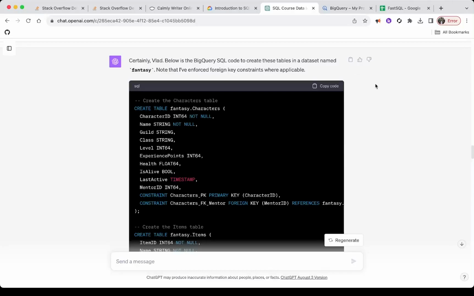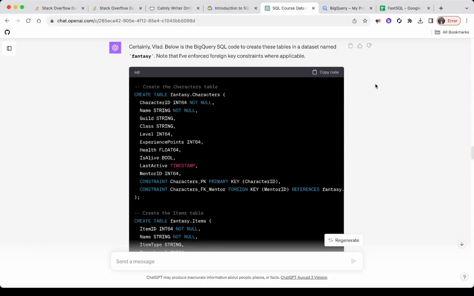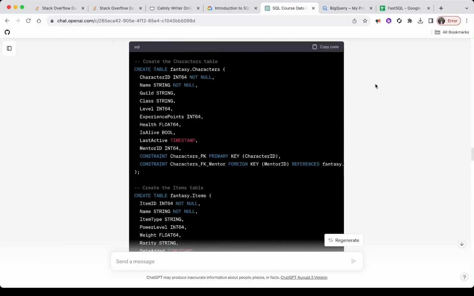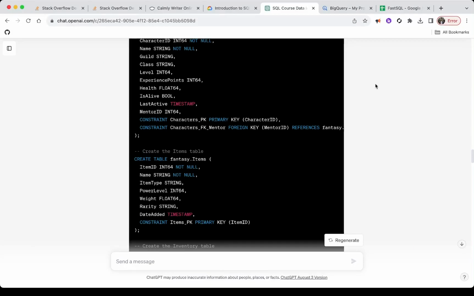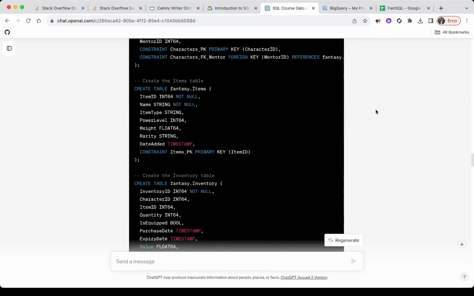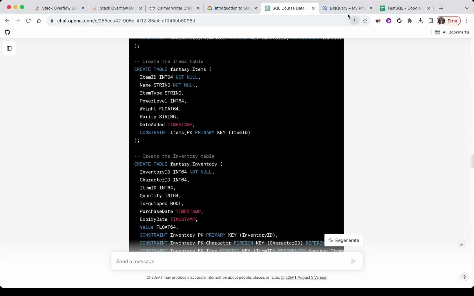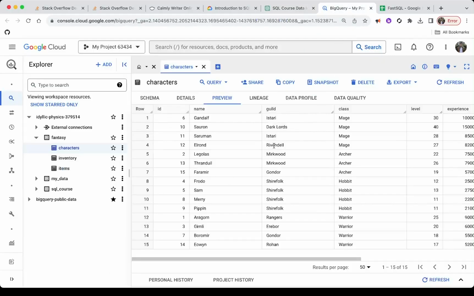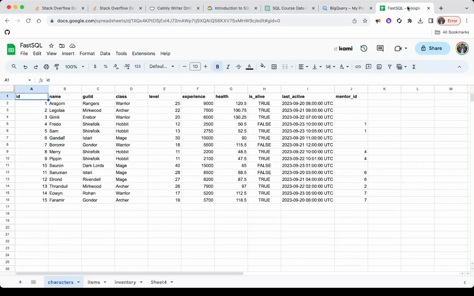For this course, I have created an imaginary dataset with the help of ChatGPT. The dataset is about a group of fantasy characters, as well as their items and inventories. I then proceeded to load this data into BigQuery, which is our SQL system. I also loaded it into Google Sheets, which is a spreadsheet system similar to Microsoft Excel. This will allow me to manipulate the data visually and help you develop a strong intuition about SQL operations.